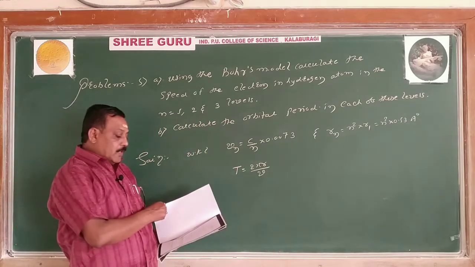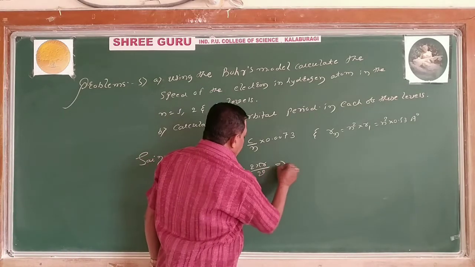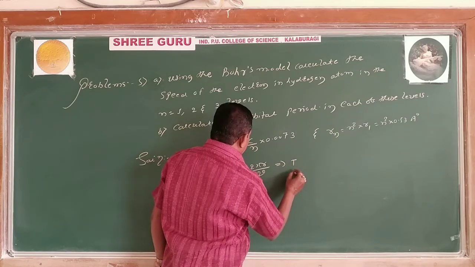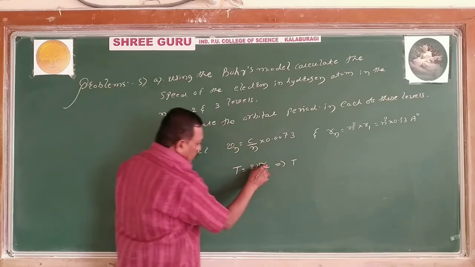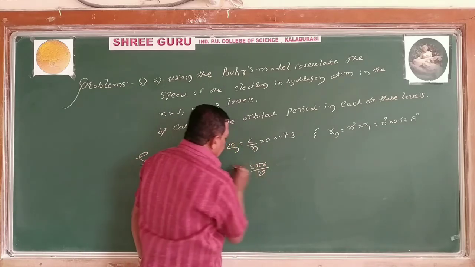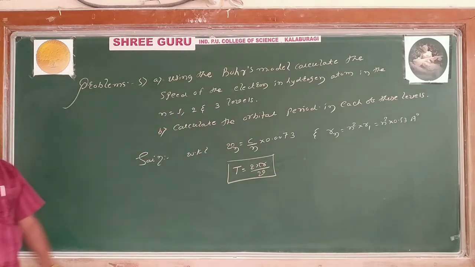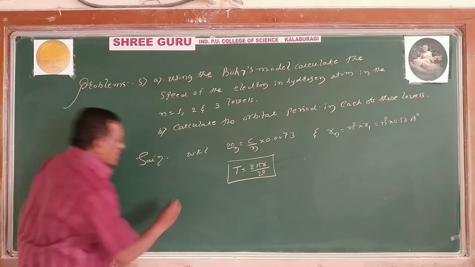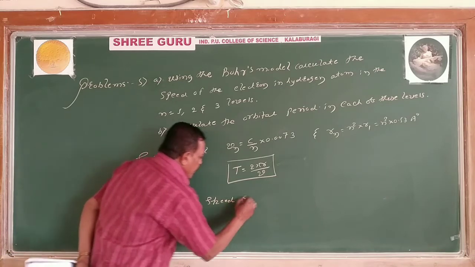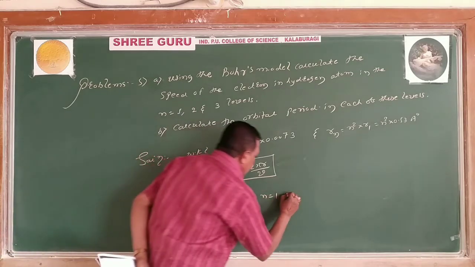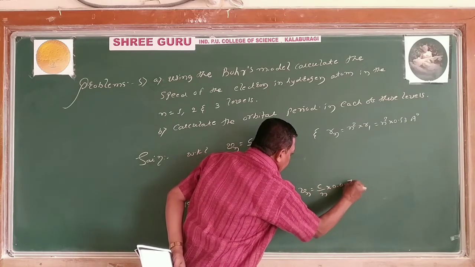Shall I go for that equation? Yes. So the general equation implies T1 equals to 2 pi r1 divided by V1, T2 equals to 2 pi r2 divided by V2. Now these are the equations to be calculated. First we go for the velocity, then I come across the time period. For speed, n equals to 1, Vn equals to c by n into 0.0073.